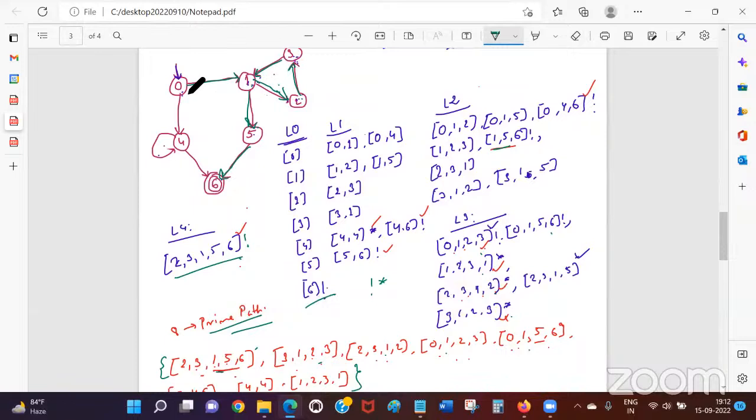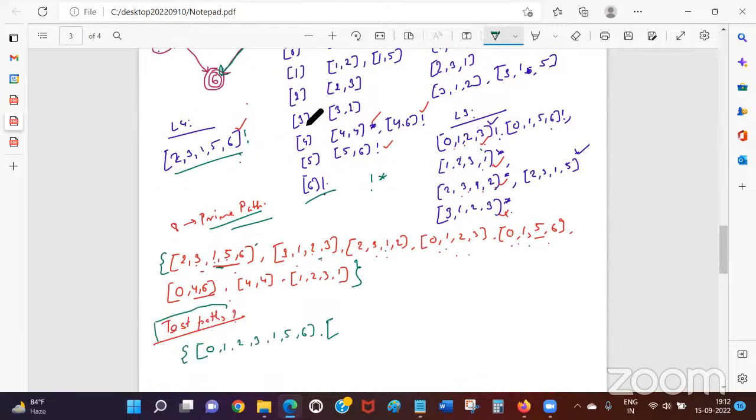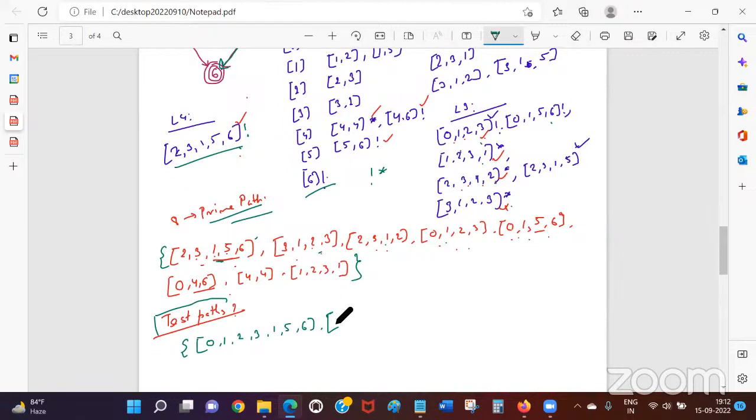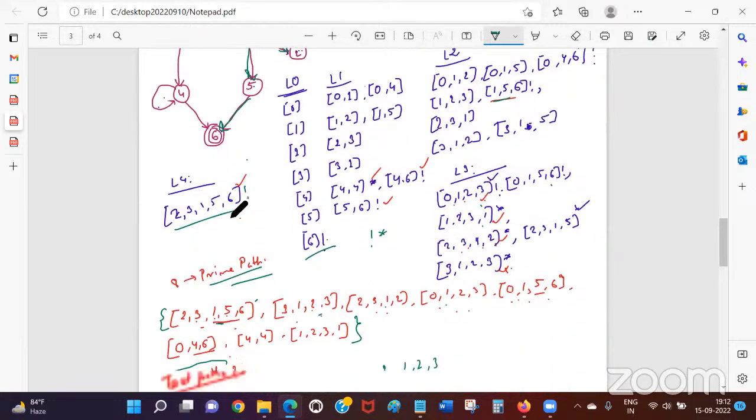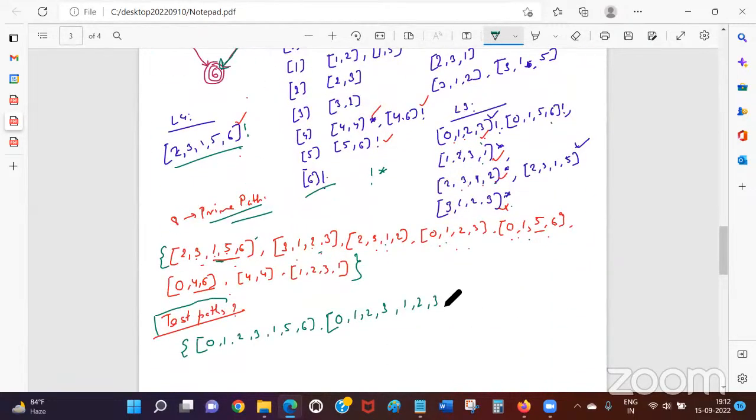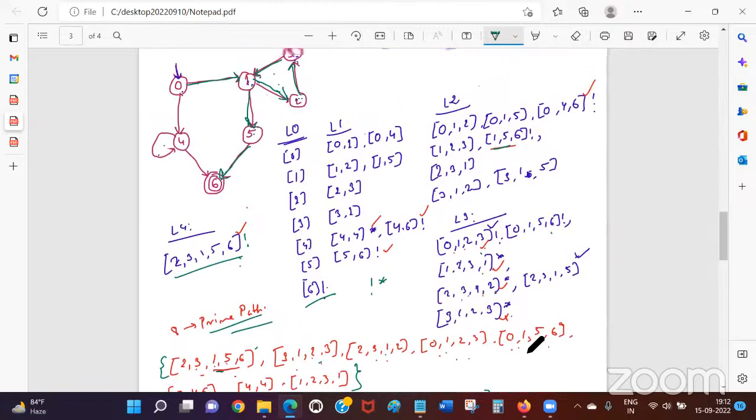So I have to go 0, 1, 2. Then I get 3, 1, 2, 3. So let us find out 0, 1, 2, 3, 1, 2, 3. Then 1, 5, 6. That's the end, right? Then I have to add 1, 5, 6. That gives you another path. It's a big path, right?